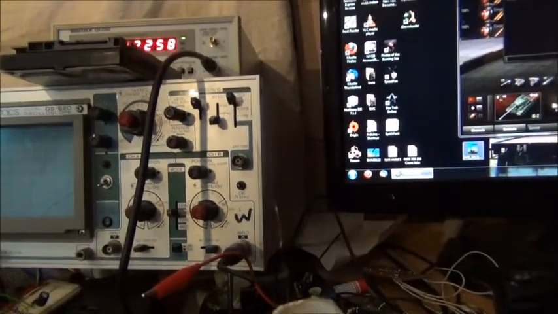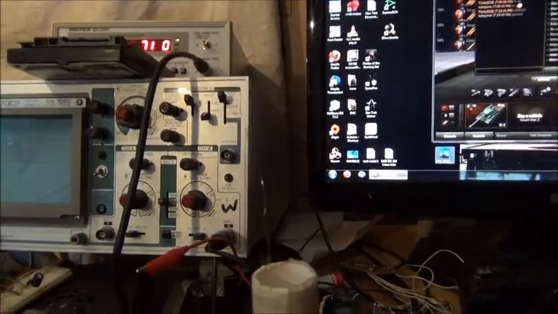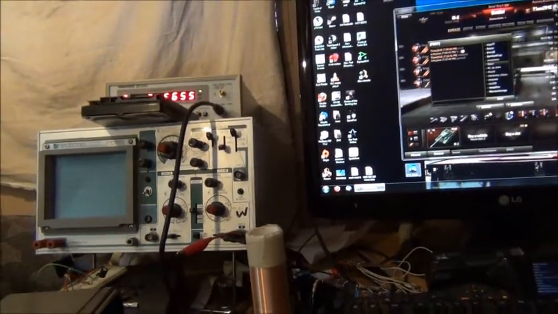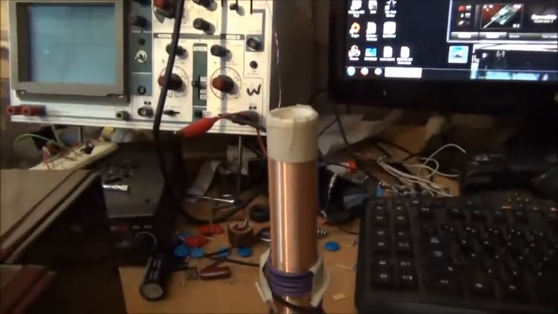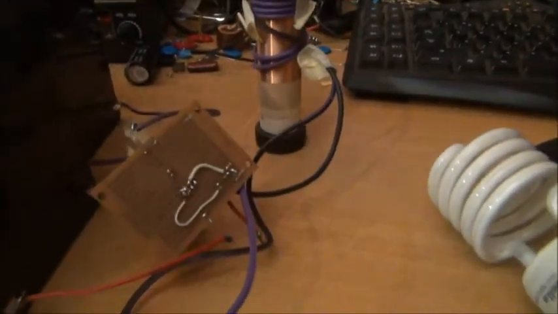And there's the output. I'm not using a top load. The radio frequency burns. Smells like burnt hair. Anyway, thought you guys might be interested in that.